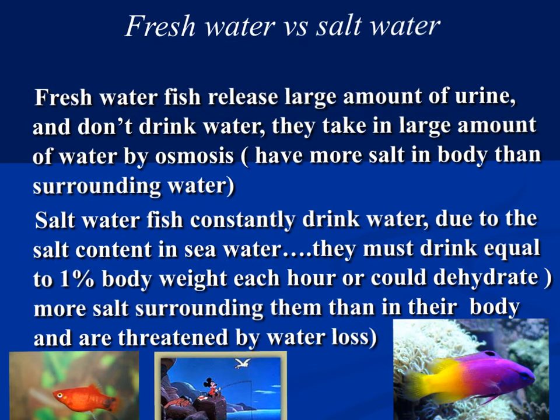Now saltwater fish, on the other hand, because of the salt content, are going to have to drink roughly 1% of their body weight every hour or they could dehydrate. Think about that for a second. Did you ever think a fish would dehydrate in water? Yet because of the salt content, the fish could. So a saltwater fish has to drink 1% of its body weight every hour or it could dehydrate. Freshwater fish really don't drink water. They can absorb that through their skin and then they pee a lot.